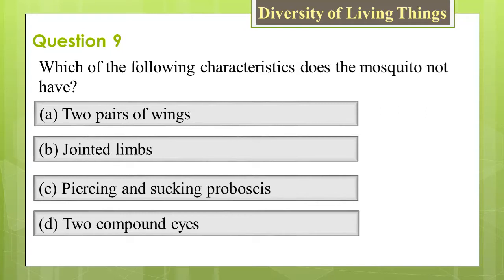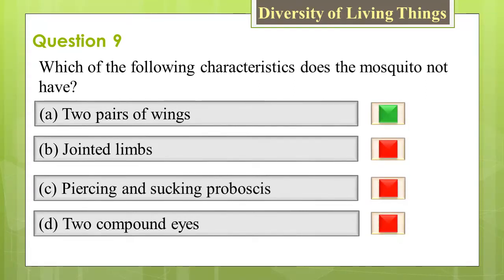Question 9. Which of the following characteristics does the mosquito not have? A. 2 pairs of wings. B. Jointed limbs. C. Piercing and sucking proboscis. D. 2 compound eyes. Which one is the best alternative? The best alternative is A. 2 pairs of wings.